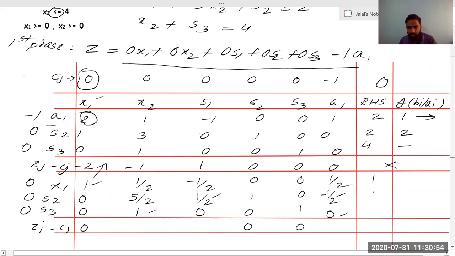Now we need to find this value. What will be this value? 2 into 2, 4. 4 minus 2 is 2. 2 by 2 is 1. I hope I am doing the correct calculation. If there is any error, put it in the chat. 2 into 4, 8. 8 minus 2 into 0, 0. So 8 minus 0 will be 8. 8 by 2 will be 4. Okay, so we have got some values. Now we need to find if all these are positive or not.